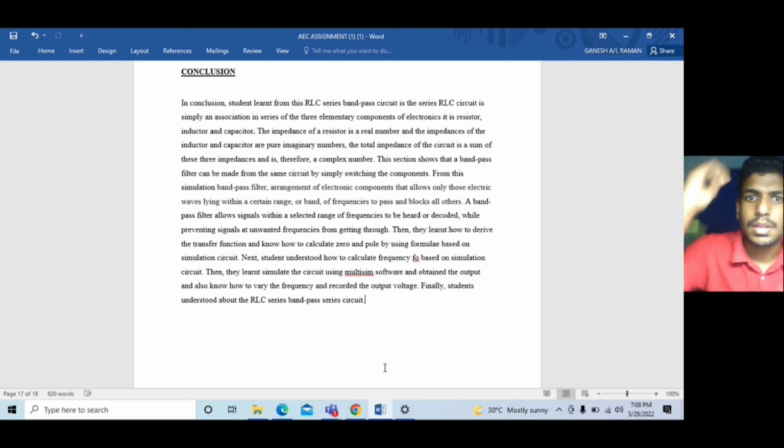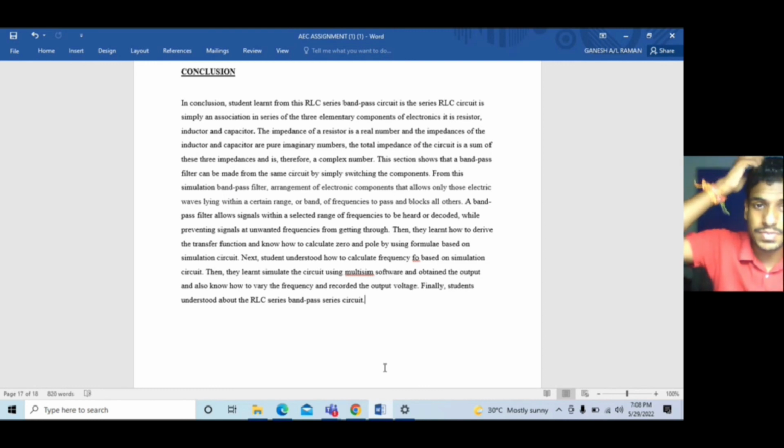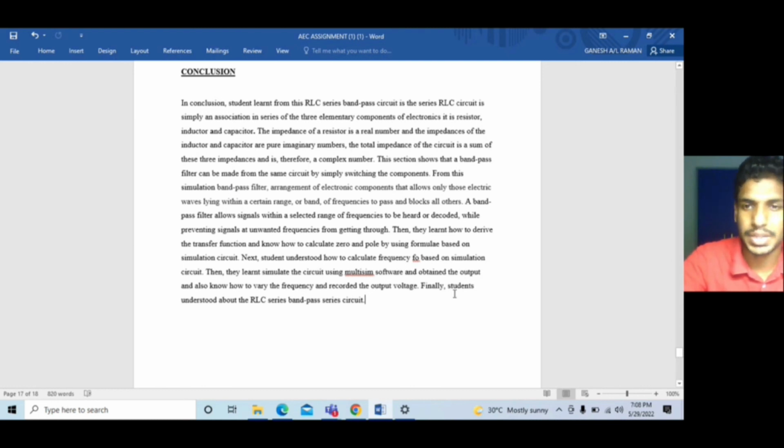The impedance of the resistor is a real number, and the impedance of the inductor and capacitor are pure imaginary numbers. The total impedance of the circuit is the sum of these three impedances and is therefore a complex number. This section shows that a band pass filter can be made from the same circuit by simply switching the components. What we learned during the simulation and the calculation is how to apply the formula for the cutoff frequency and omega naught. We understood how to use it.